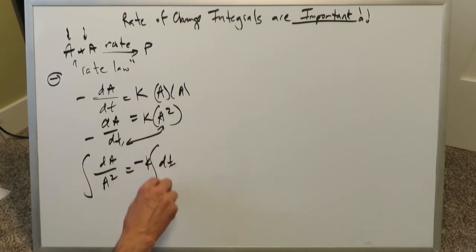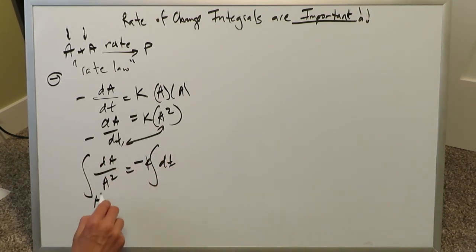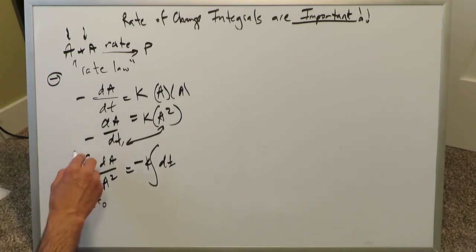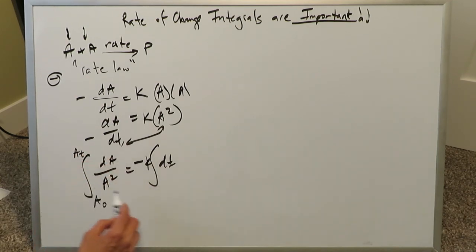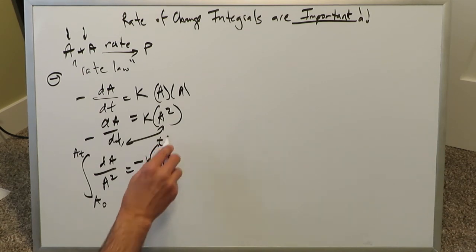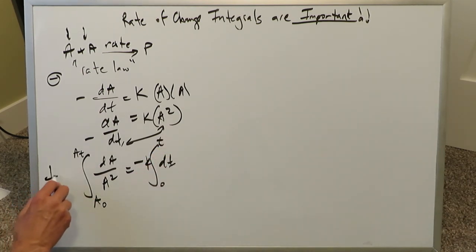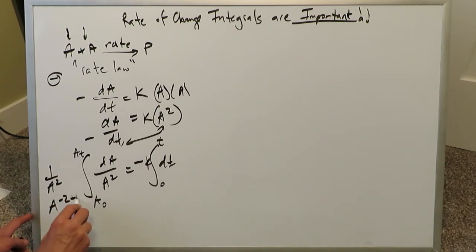Bring the integral signs right over here. Here we'll have our lower limit of A naught, which is our initial concentration. Here we'll have the concentration at time t. Here we have initial time and final time. You have something over here which you're looking at in terms of a polynomial like this, which is equal to A to the minus 2. Then you do plus 1, n plus 1, and that's easy.